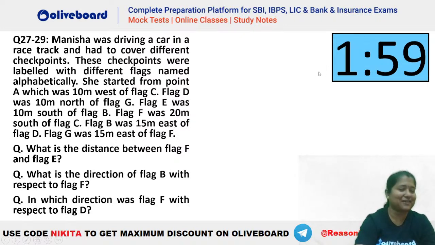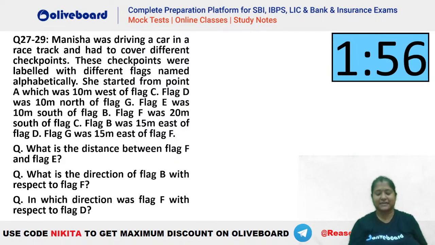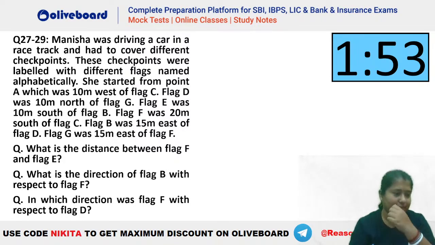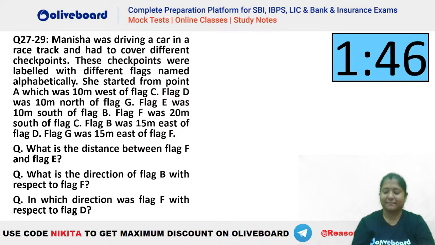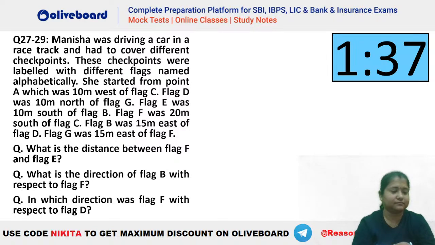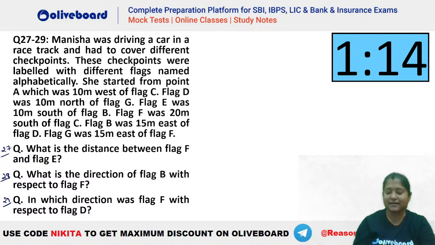Let's have a look at this one. Let's try. Chalo, try this out. Let's see. So we have three questions here: 27, 28, and 29. Okay, you have to answer these three questions. Once you make the diagram, the question is very easy.